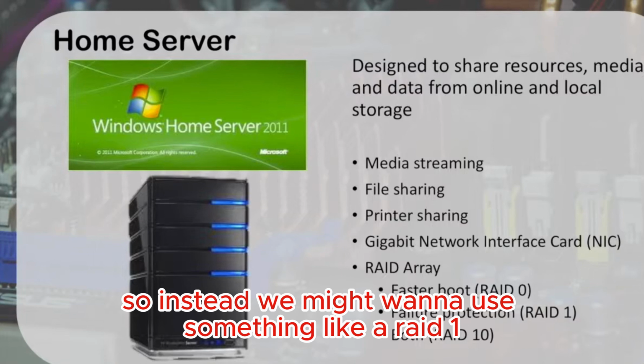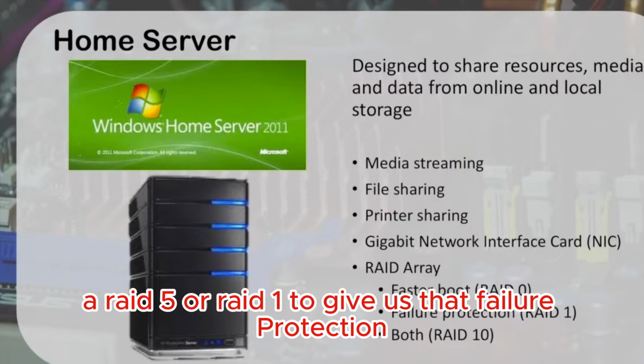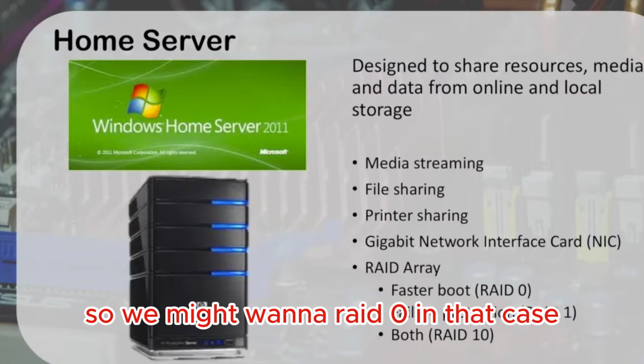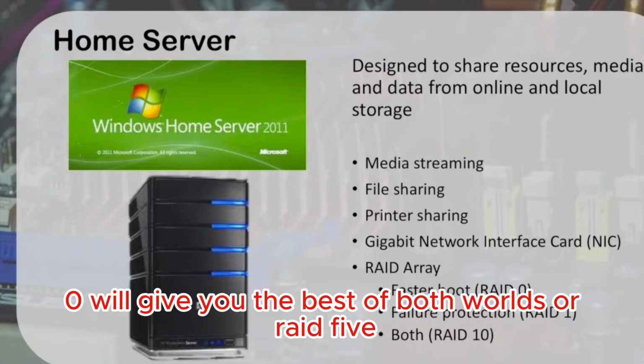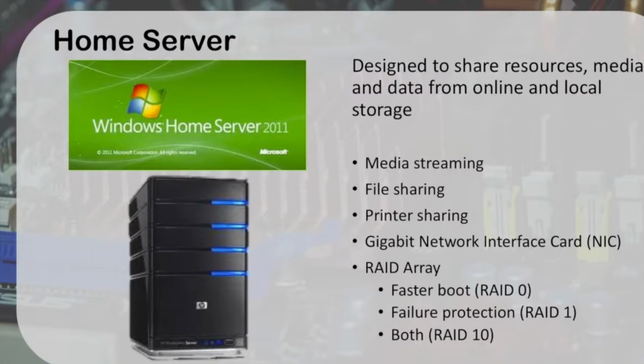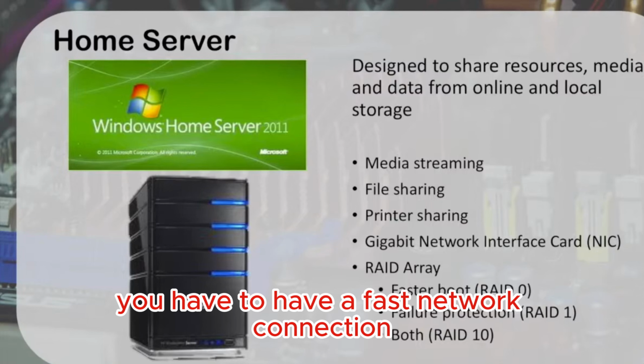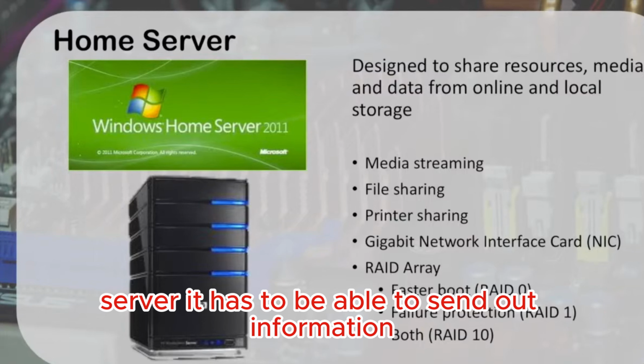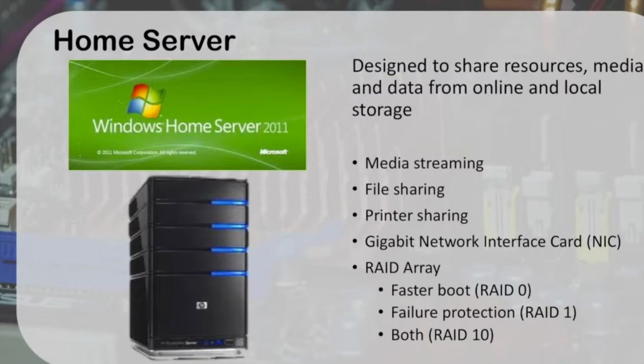So instead, we might want to use something like a RAID 10, a RAID 5, or RAID 1 to give us that failure protection. Oh, we also want faster speed, so we might want a RAID 0 in that case. And so a RAID 10 will give you the best of both worlds, or a RAID 5. The big thing with a home server, you have to have a fast network connection. Because if I have 10 users in my house accessing that server, it has to be able to send out information fast enough to support them all.